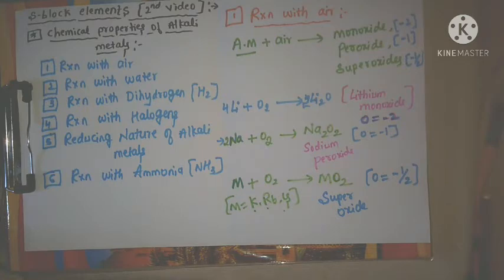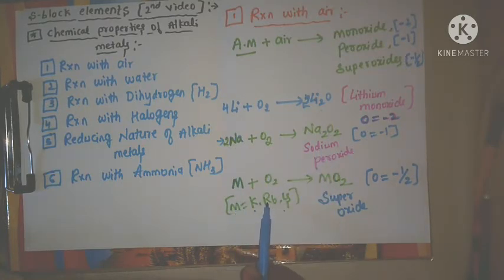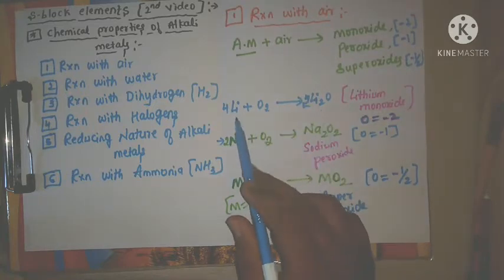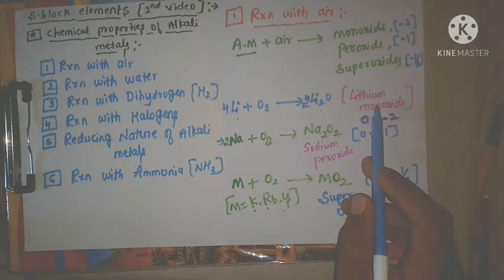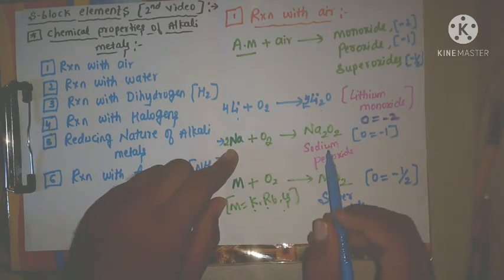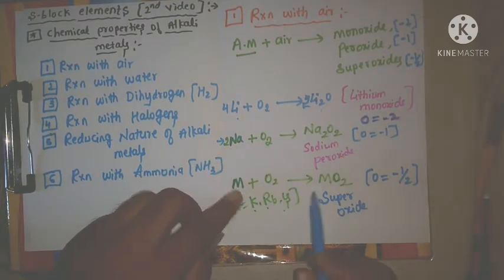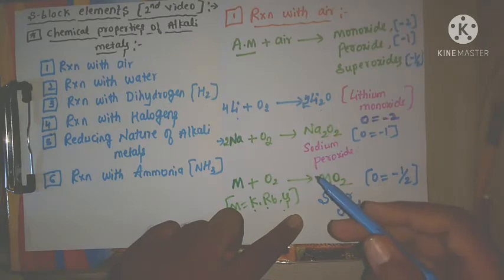Just remember, don't think that sodium forms only sodium peroxide, or that potassium, rubidium, and cesium form only superoxide. It's not that way. Lithium forms only monoxide. It cannot form peroxide or superoxide, whereas sodium can form monoxide as well as peroxide, whereas potassium, rubidium, and cesium can form monoxide, peroxide, and superoxide.